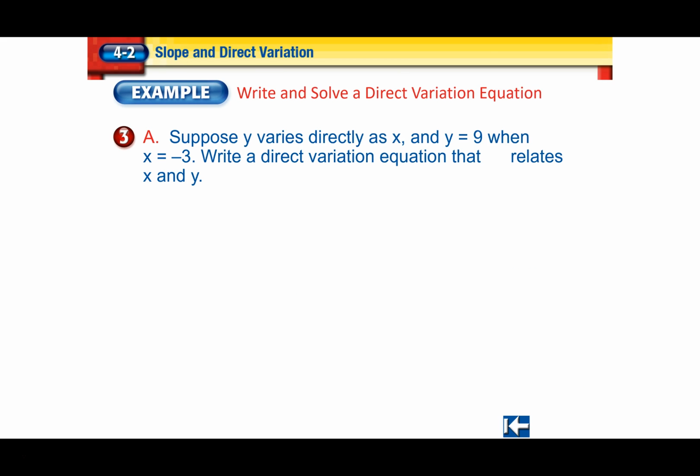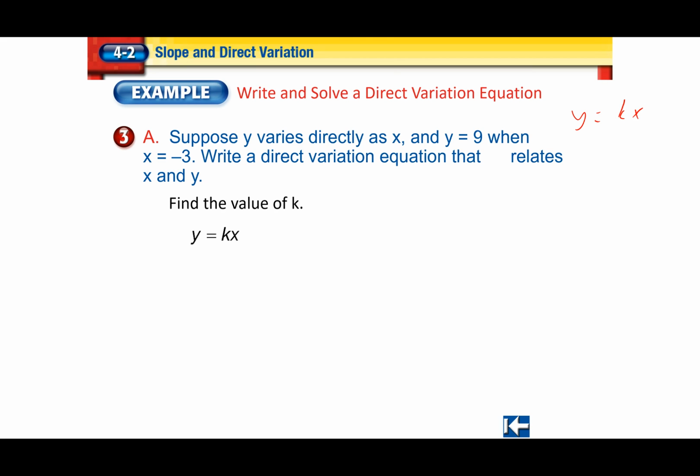All right, so write and solve a direct variation equation. Suppose y varies directly as x. So this is where they're going to say varies directly. That means you're going to see y equals kx in here somewhere. When y is 9 and x is negative 3, write a direct variation equation that relates x and y. So first we got to find the value of k.